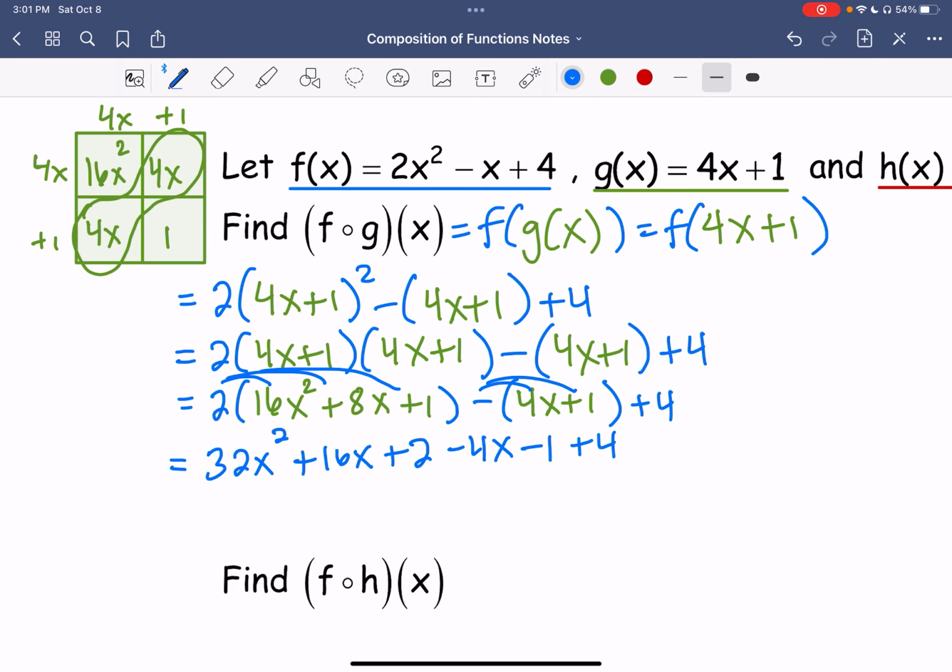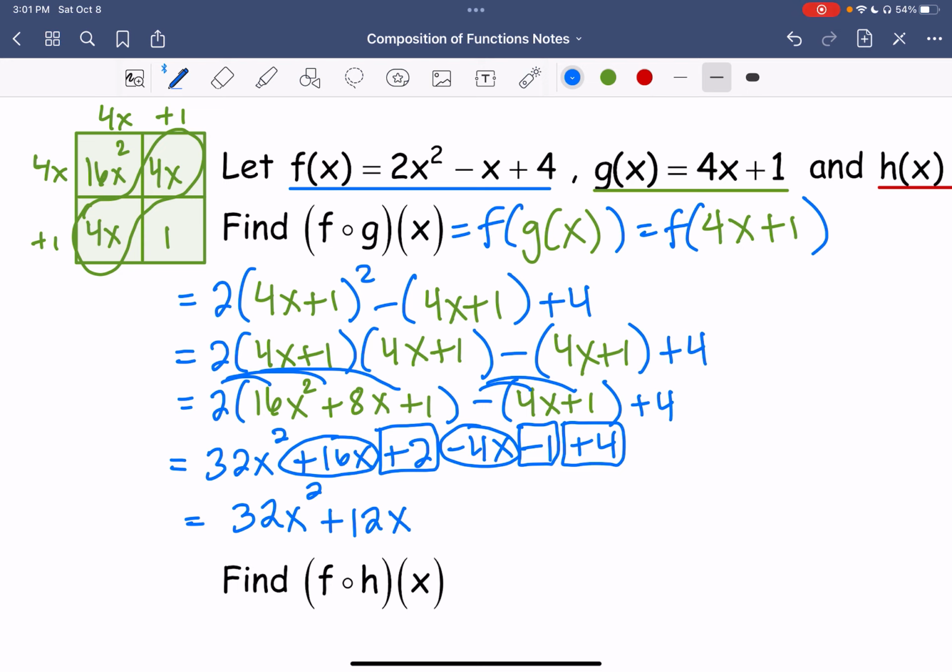Your next step is to combine your like terms. We don't have any other x squareds, so you bring down the 32x squared. You do have a 16x minus a 4x, that is a positive 12x. And then you have constant numbers. So 2 minus 1 is 1, and 1 plus 4 is 5. So our final answer is 32x squared plus 12x plus 5.